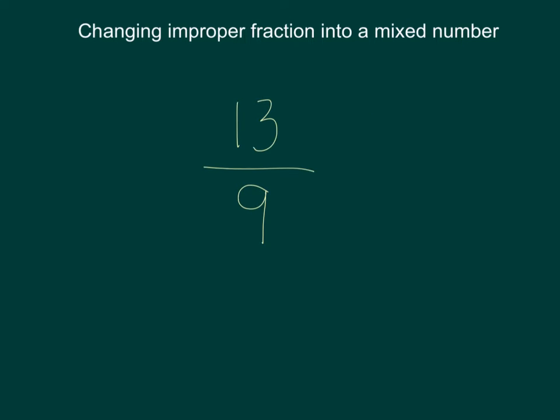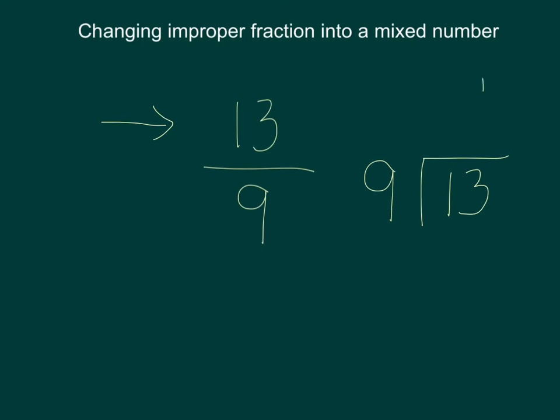An improper fraction is when there's a larger number in the numerator than in the denominator. This number is improper, and we need to put it into a mixed number to make it proper. So the best way to do this is by dividing. So I'm going to put my numerator as my dividend and my 9, my denominator, as my divisor.